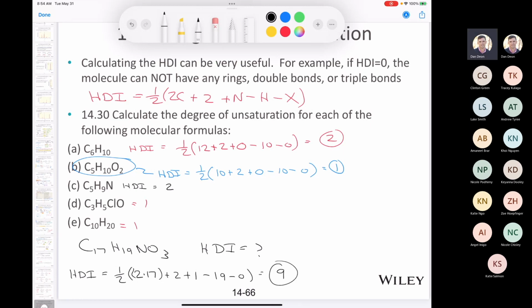So I recommend that you memorize the formula, because it will not be provided to you on a quiz or a final exam. All right, and that covers the entire chapter on infrared spectroscopy and mass spectrometry.